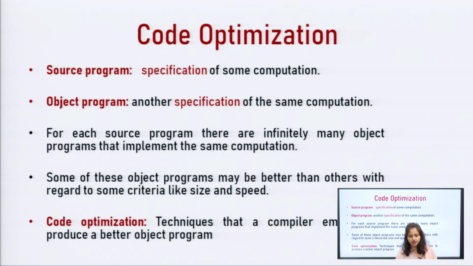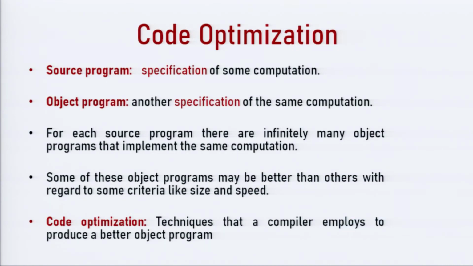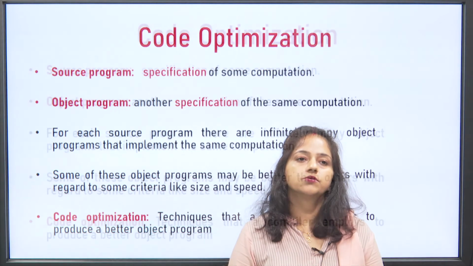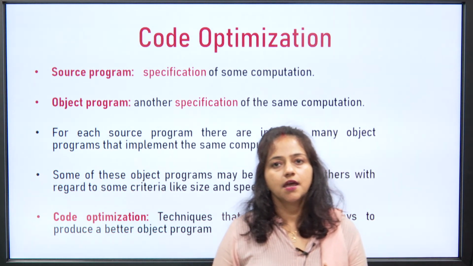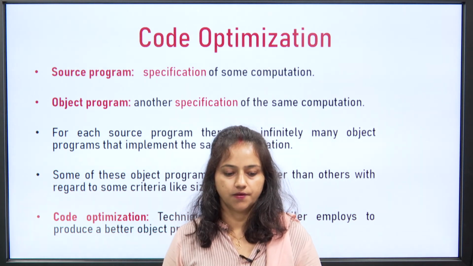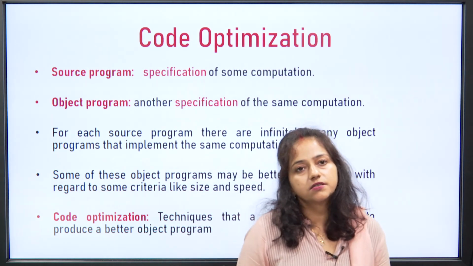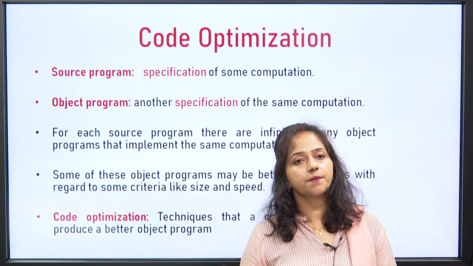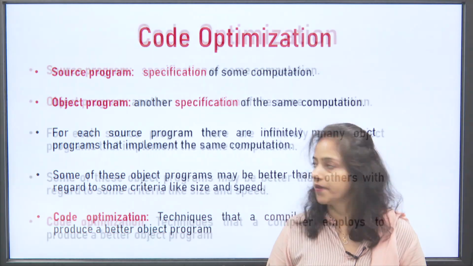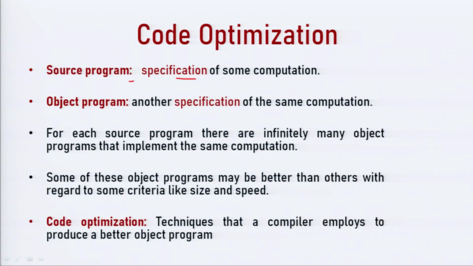Now first is code optimization. A compiler generates the target code for the source program. The input to the compiler is the source program, and the source program is actually the specification of computation, and the compiler produces the output program. That output program is actually another representation of the same computation. So the source program is a specification and the object program is another specification, but of the same computation.